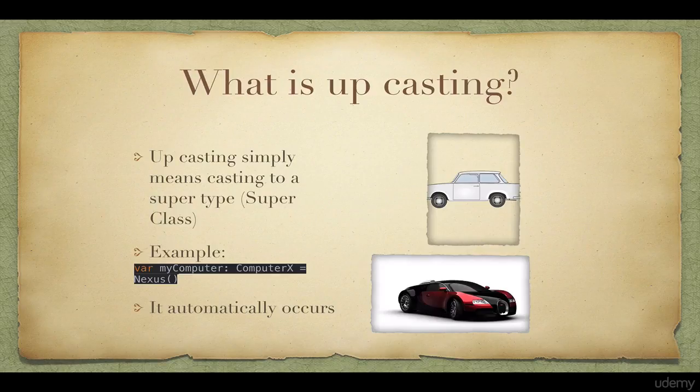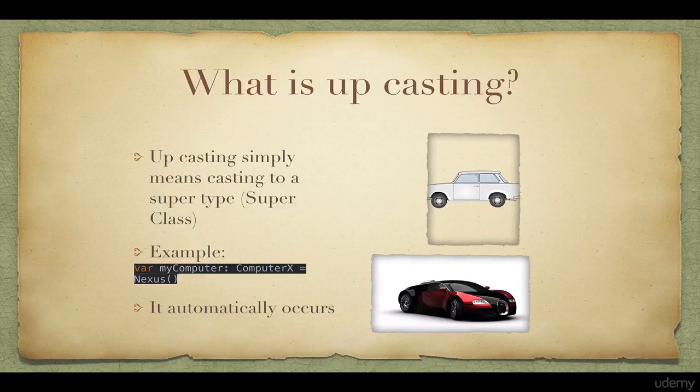So we all know that Nexus is actually a computer. So there is an is-a relationship between Nexus and computer. Nexus is a computer, so Nexus can inherit from the computer class. So here this is called upcasting. We are creating an object of type Nexus, but we are assigning this object to a variable that expects an object of type computer. So this means that the Nexus is upcasted to a supertype.